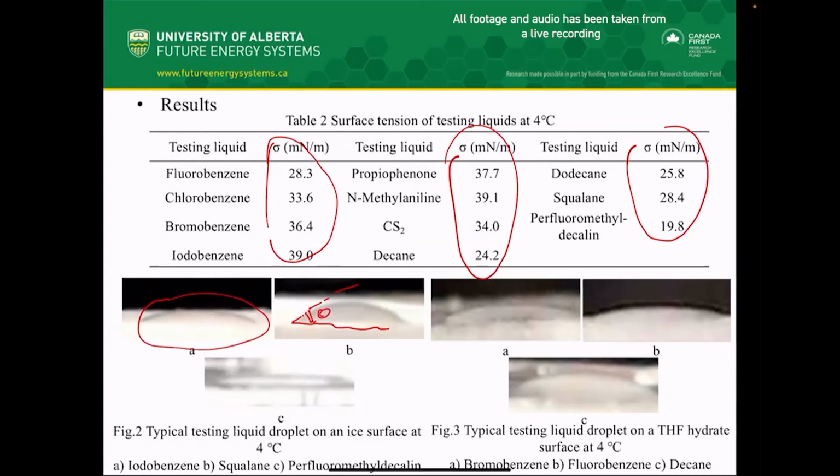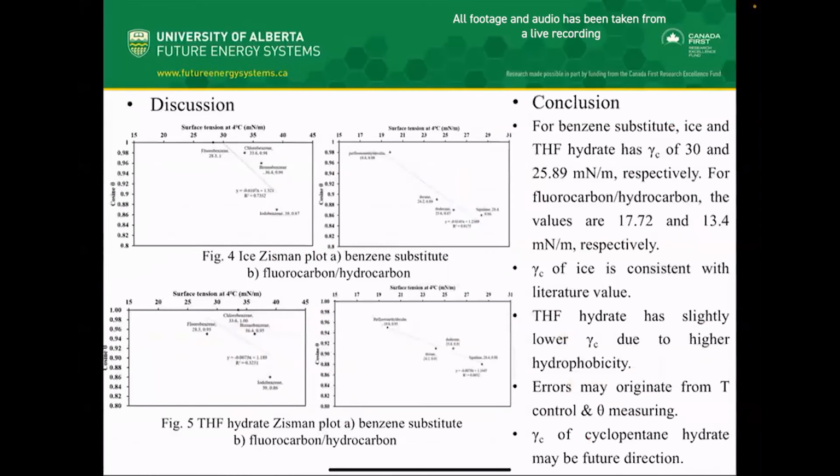And this is the typical testing liquid on the ice surface and the THF surface. For different types of testing liquid, we can get different Zisman plots. In these 2 figures, they are both for ice. This Zisman plot is for benzene substitutes, and this Zisman plot is for the fluorocarbon or hydrocarbon. In this figure, A is benzene substitute, and B is fluorocarbon and hydrocarbon. And from the x-axis intercept, we can get the critical surface tension of these 2 kinds of solid.